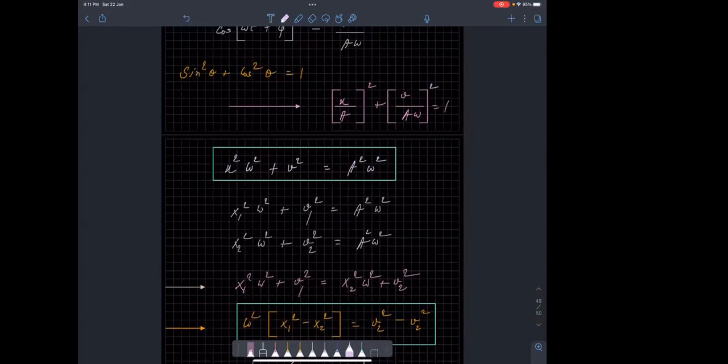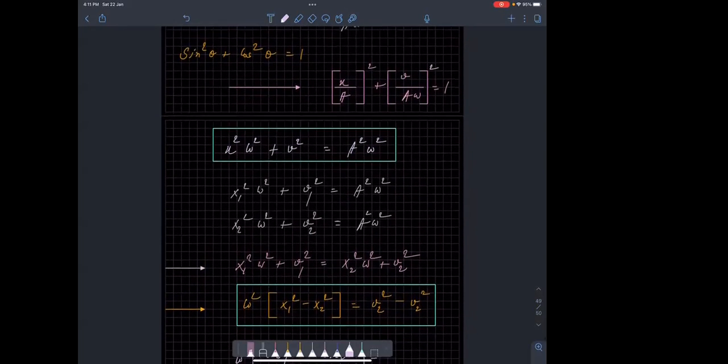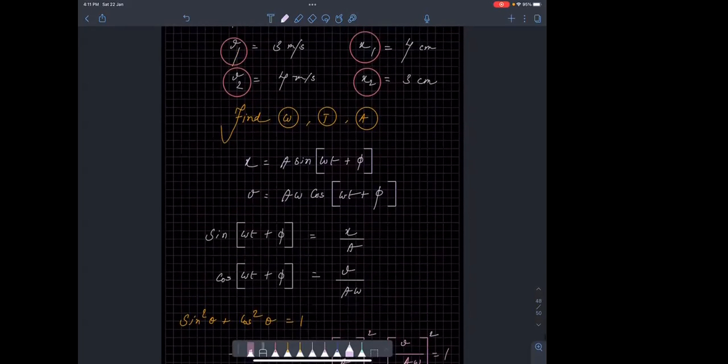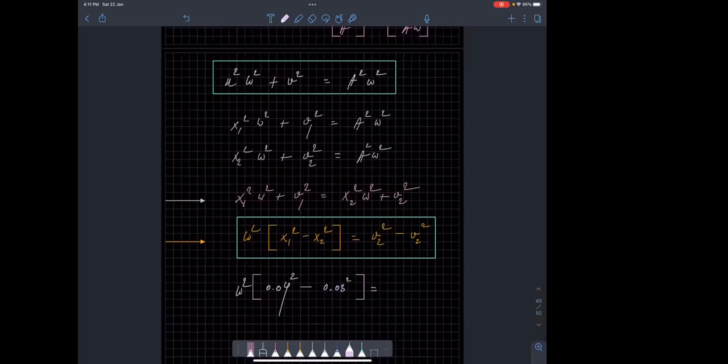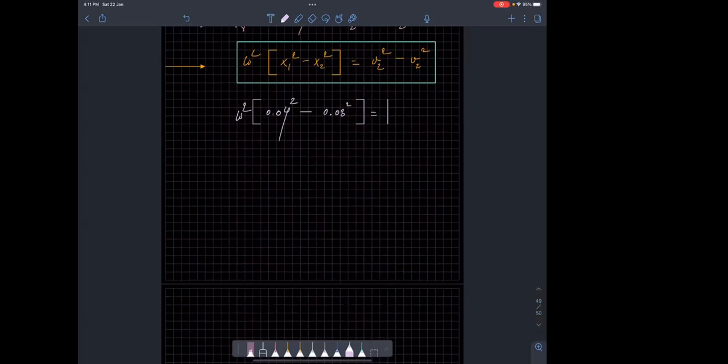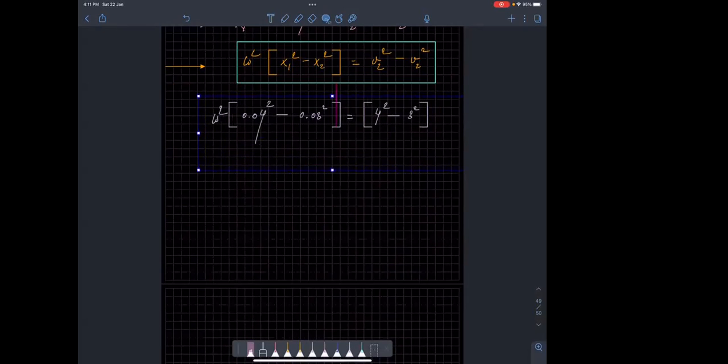What is v2 square? Where is v2? Here. V2 is 3 meters per second, V1 is 4. Just think about it: if the value of position is higher, velocity will be lower. Common sense. Because if x is more, it is away from the mean position. It is near the extreme position, and near the extreme position, velocity will be less. For a higher value of x, the value of v will be lower. For a lower value of x, v will be higher because it will be close to the mean position, right?